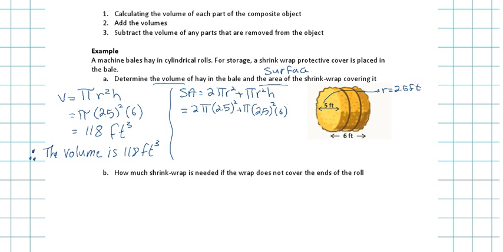So if you do, I think I added an extra square. It should be pi RH, right? Should be 2 pi RH. I messed up the formula.